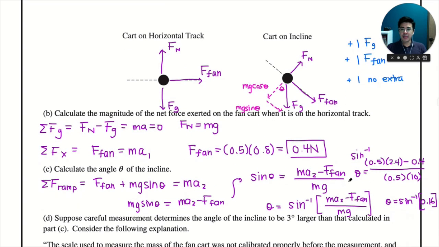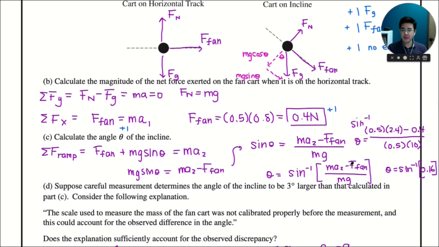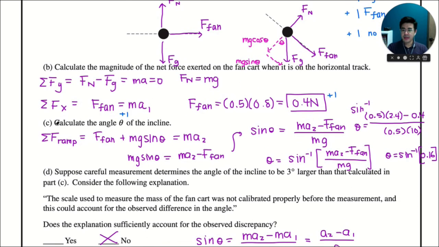For part B, let's see. So they'd probably give you 1 point for setting up the Newton's second law thing, and they'd give you 1 point for getting the correct answer. So that's 5 points total. Part C, probably another one here where you get the Newton's force set up correctly, right? And then another one here for getting the correct answer. So that's 7 points.